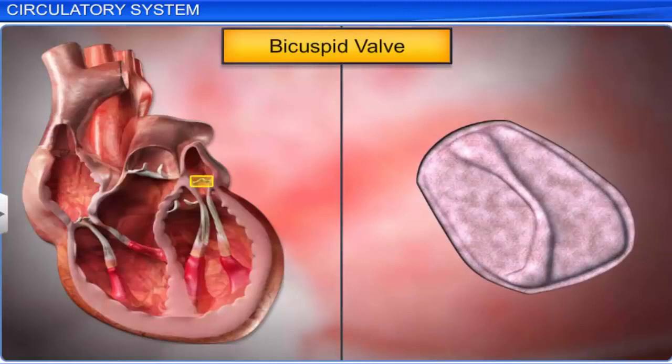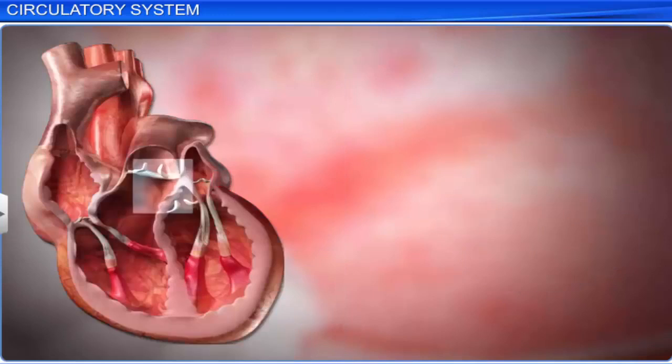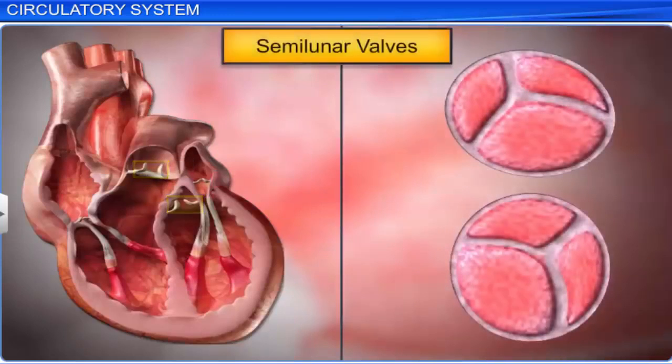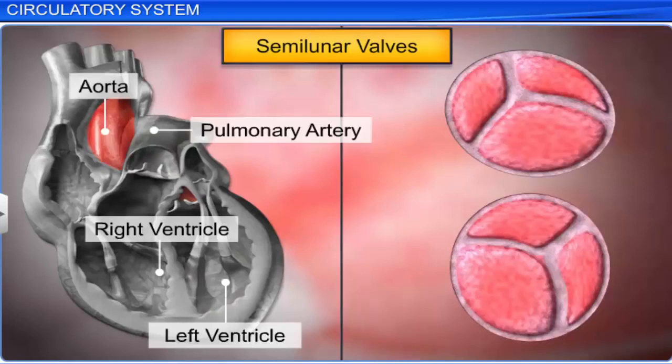The bicuspid or mitral valve is made of 2 muscular flaps or cusps and guards the opening to the left atrioventricular septum. The semilunar valves guard the opening between the right ventricle and pulmonary artery and between the left ventricle and aorta.